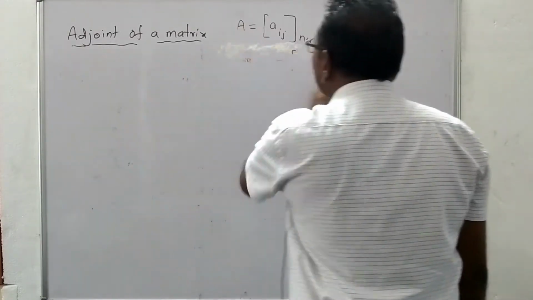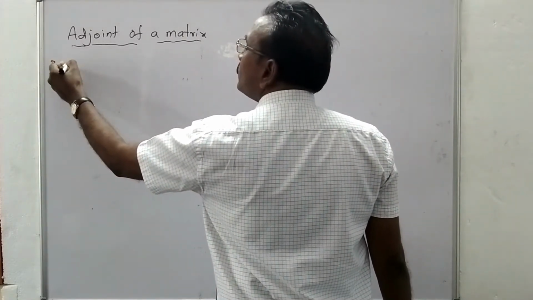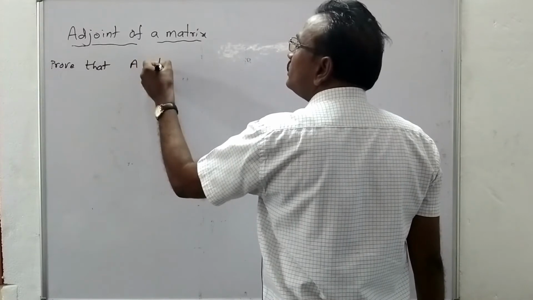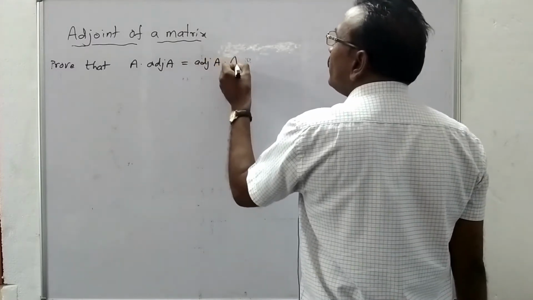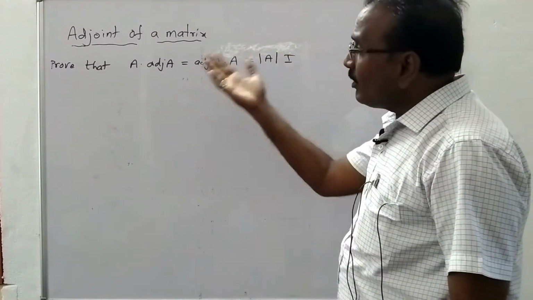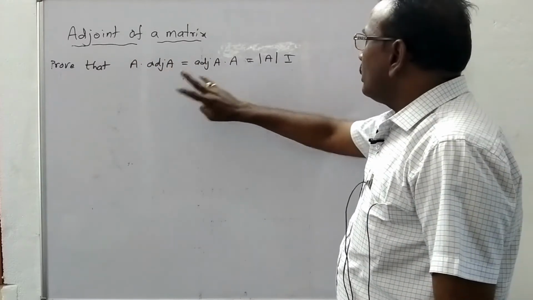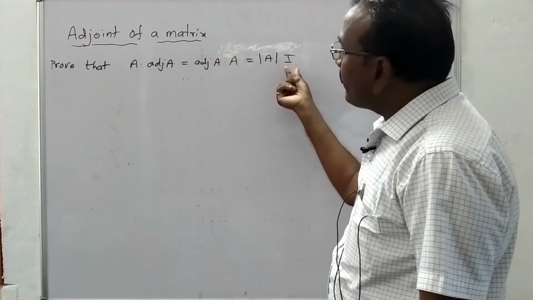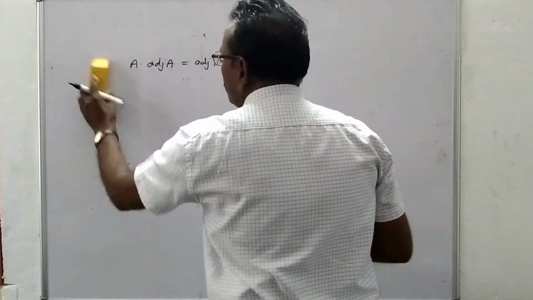One small theorem. Prove that A times adjoint A is equal to adjoint A times A, which is equal to the determinant of A times I, where I is the identity matrix of the same order as matrix A. Suppose A is a matrix of order n, and I is also a matrix of order n. So if A is a matrix of order 3, I is the identity matrix of order 3.